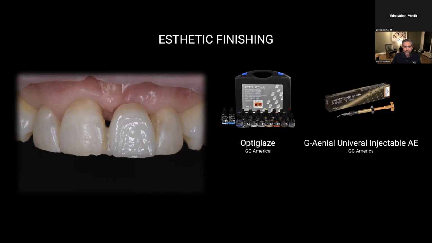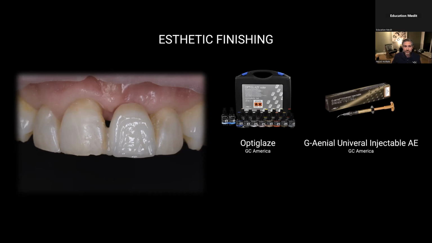B is over the whole surface. It's a little hard to see, but you see that area right there? I used a little bit of white to give it some of these white striations or crack lines that you see. And I used a little bit of translucency here, which is the lavender color that comes across there to give that. And remember, I cut this back. So I do all that, and then I want to cover this whole thing with Genial Universal Injectable AE.